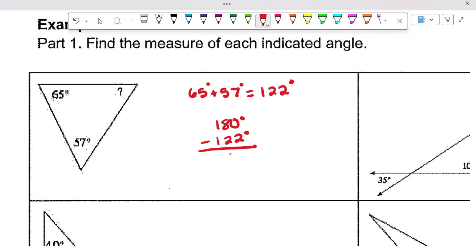58. Yeah, 58. So this angle right here is 58 degrees.